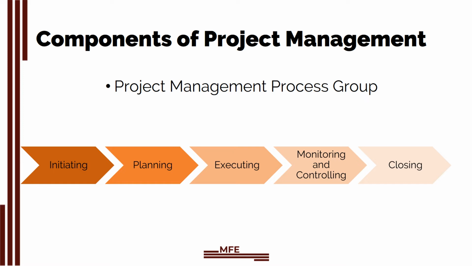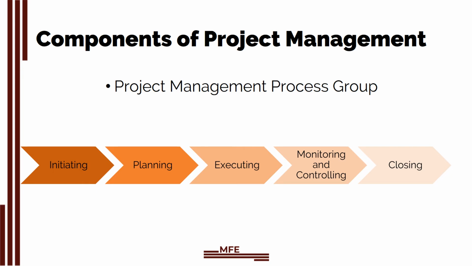In summary, the initiating process group is when you obtain the authorization to start the project, or the phase, or the contract. Planning process group are those processes that lead to scope and objective definition, as well as what actions are necessary to achieve these objectives. Executing process group are those processes performed to complete the work defined.